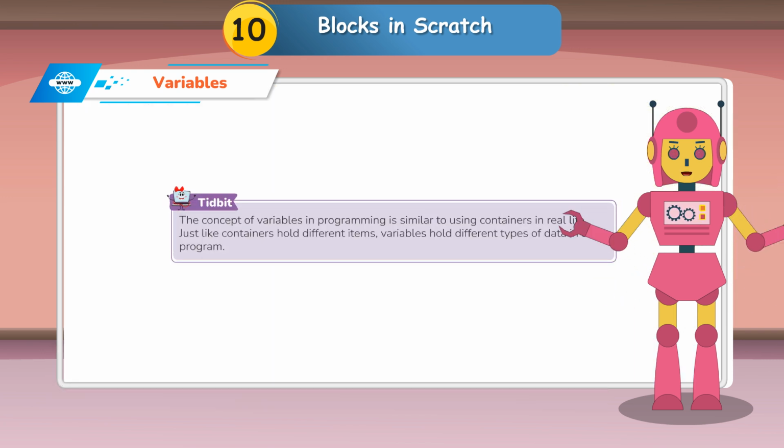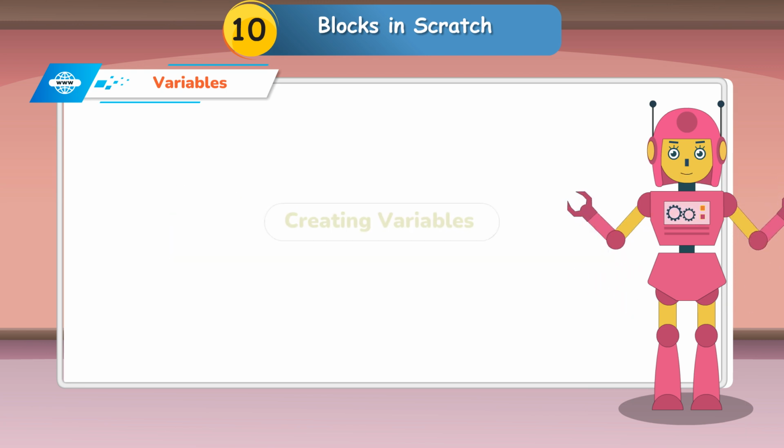Tidbit. The concept of variables in programming is similar to using containers in real life. Just like containers hold different items, variables hold different types of data in a program.